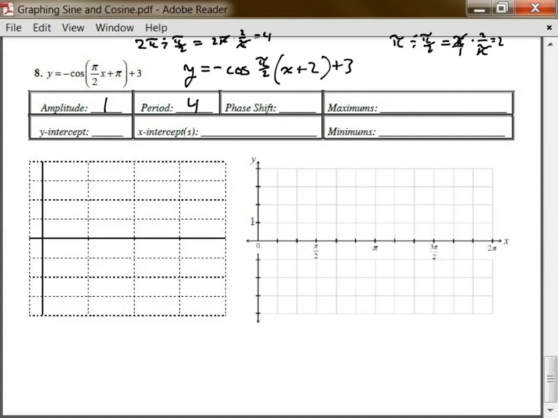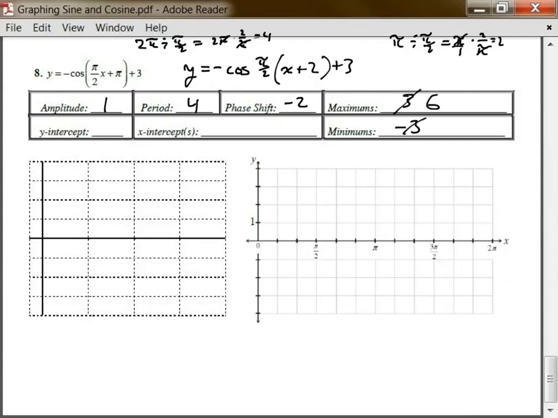Our phase shift, we already did the work for that one. It's -2. Remember how you always think the opposite. And our maximums, our minimums, those are going to change. Normally you would just say it's 3 and -3. However, we're adding 3 to our graph. And so that means our maximum is not going to be 3, it's going to be 6. Our minimum is going to be 0.